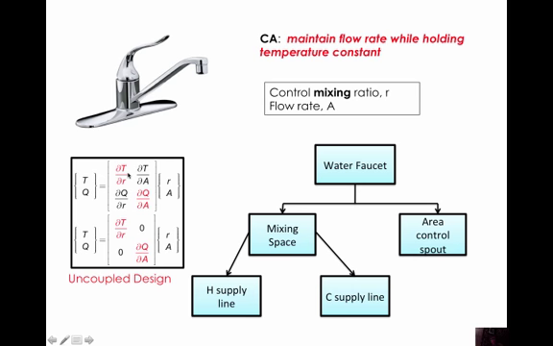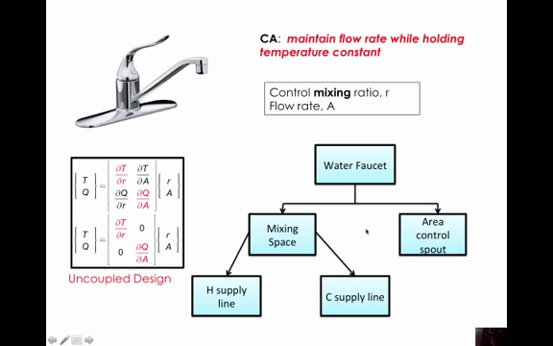And so now what you'll see is that if I change the mixing ratio, that's not going to impact the temperature as a function of cross-sectional area. And then if I look at how I'm controlling flow rate, if I change the mixing ratio, that's not going to impact the flow rate, but changing the cross-sectional area of the faucet will. So what I end up with here is an uncoupled design where mixing ratio and area are resulting in a decoupled design that will give me control over temperature and flow rate.